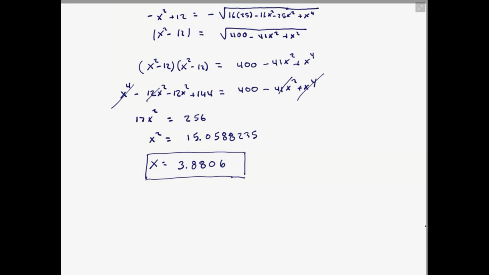Basically, what ultimately I ended up doing is putting everything in terms of X. And we had enough information to be able to do that.